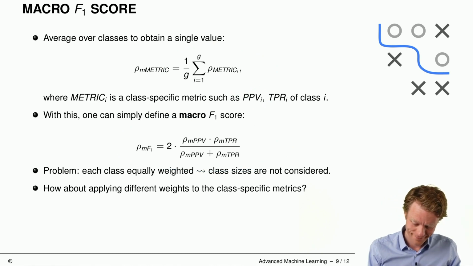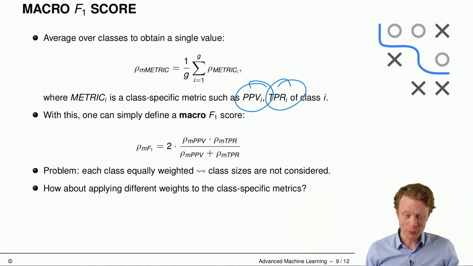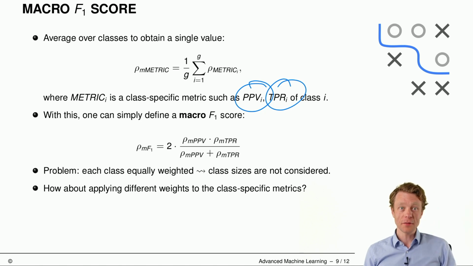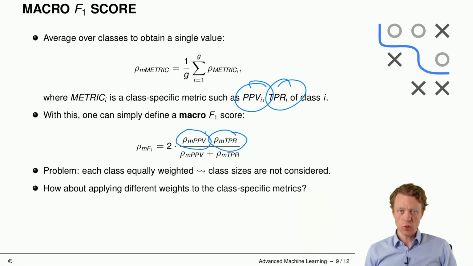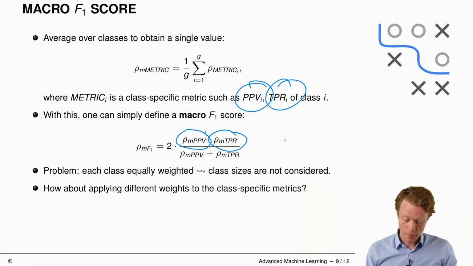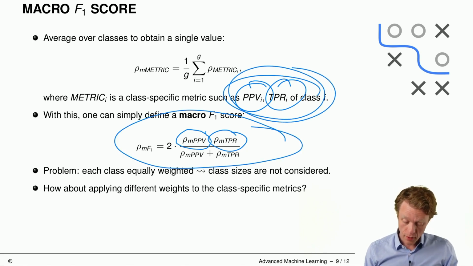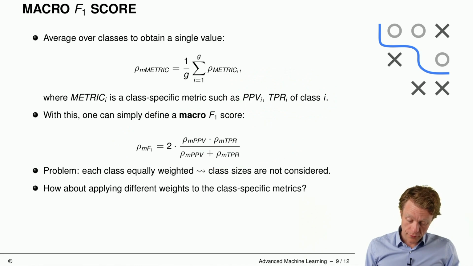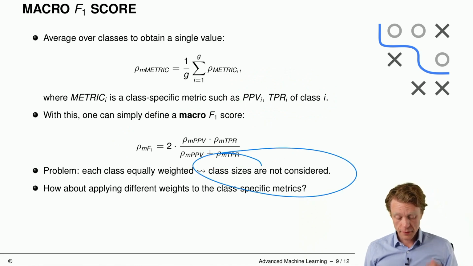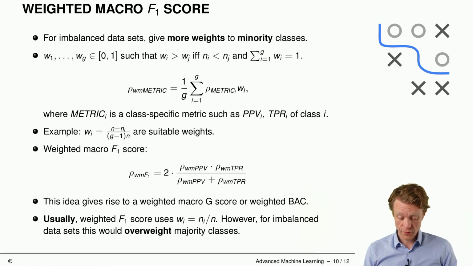Okay, once again. So let's say we have computed the PPV and the TPR mean over all those classes, which means we have then a macro PPV and a macro TPR, and then we can put this into the F1 score formula and get a macro F1 score from those macro precision and recalls. So, but then of course the problem is that the class sizes are not considered. So what about applying different weights to the class specific metrics? Can of course do that.